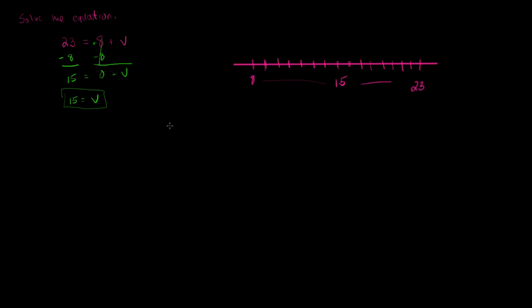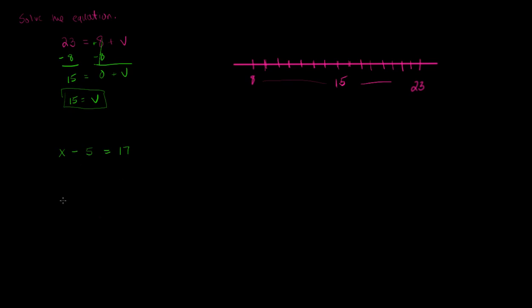Okay. Let's look at maybe another one. Let's say you had x minus 5 is equal to, let's say, 17. Okay. So you had x minus 5. x is a number. You're subtracting 5 from that number, and it's going to give you 17.